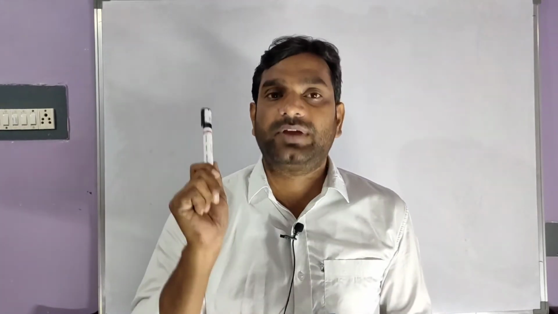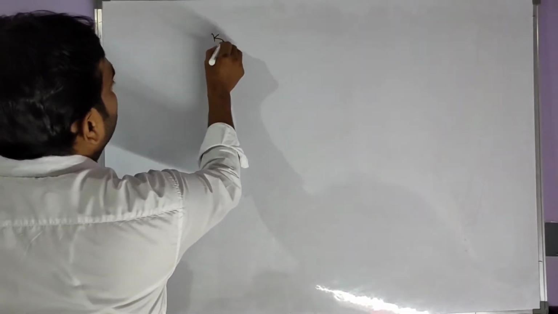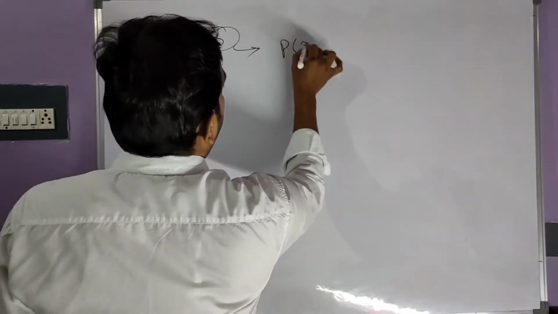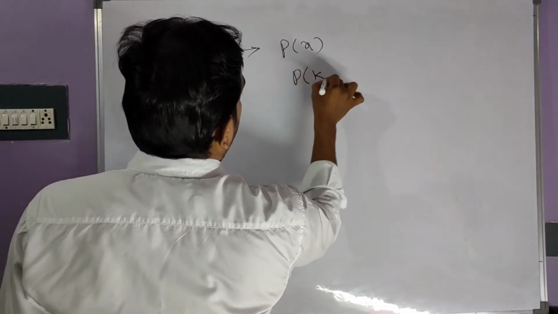In this session, I'm going to explain the topic zero of polynomial from the chapter Polynomials. What is zero of polynomial? A real number k is said to be a zero of polynomial p of x if p of k equal to 0. That means k is a real zero of the polynomial p of x if p of k equal to 0.